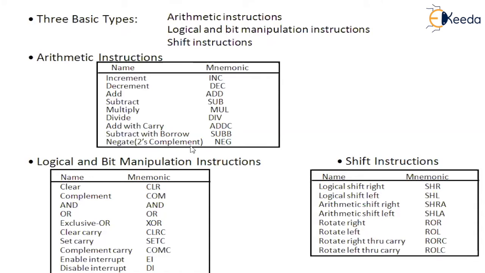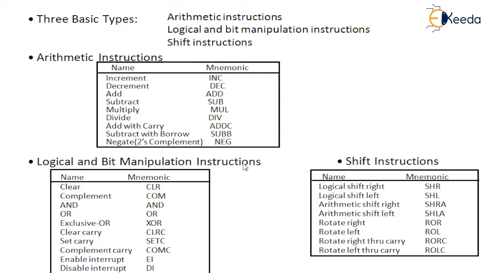You know what 2's complement is? In the data representation session, I explained to you about the 1's complement and 2's complement. Just browse the session and go through it. Negate means when you perform the negate operation on any register, the contents of the register will get converted to its respective 2's complemented format. That is all about arithmetic instructions.